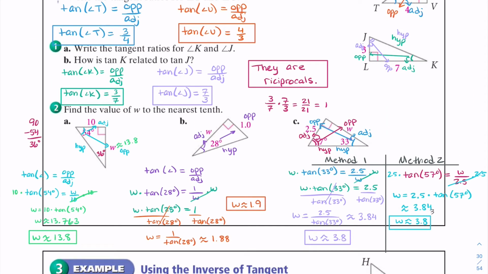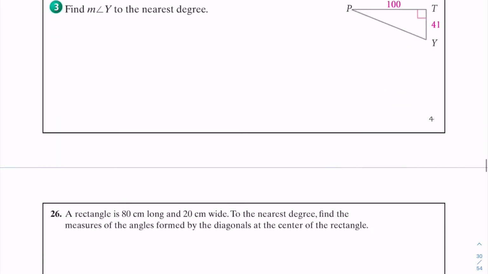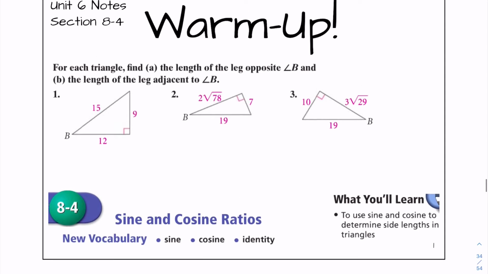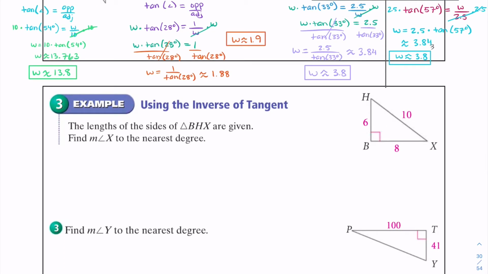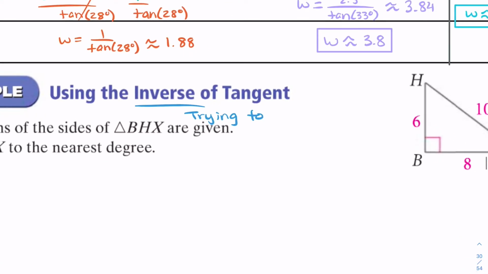All right. Let's do, so those are inverses. Do I want to do inverses? Do I want to do sine? Yep. So let's do the inverses of tangent. Inverses are pretty easy. In this case, you're trying to find an angle measure, given side lengths.